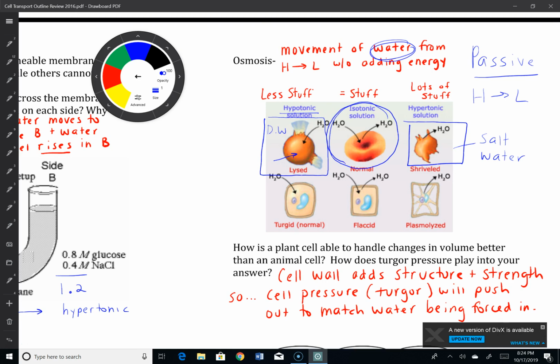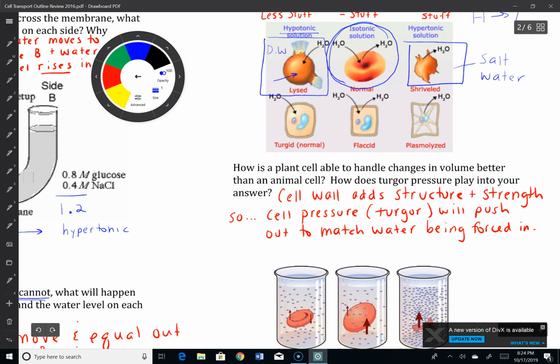Plants have a nice ability to withstand extra water moving into them without bursting, and that is because of the cell wall. Animal cells do not have that. This cell wall adds a lot of structure and a lot of strength. When the water flows in and then begins to push out, it equals what tries to get in, therefore the cell does not burst, and that is called turgor pressure. If a plant has turgor pressure, that means its cells have enough water and life is good.